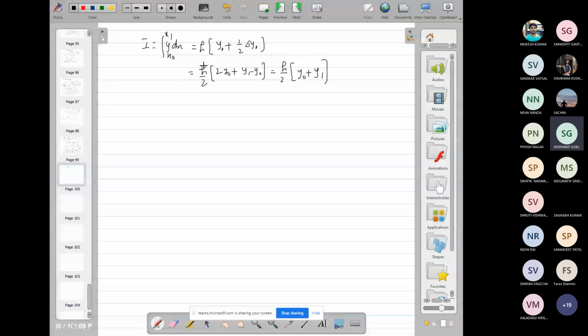Why is it called trapezoidal rule? It represents the area of a trapezium. Suppose we consider the height of the trapezium is h, and the parallel sides are y0 and y1. Then the area is the sum of the parallel sides times the height divided by 2. So this is the area of the trapezium, so it is known as trapezoidal rule.